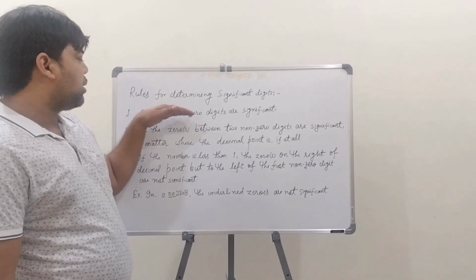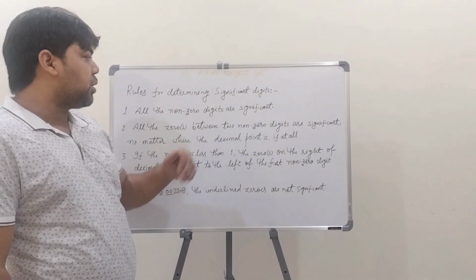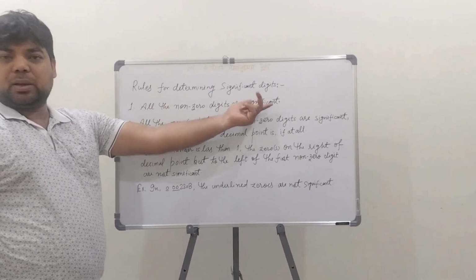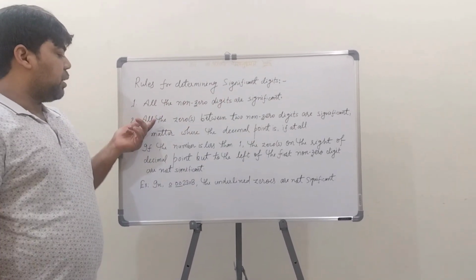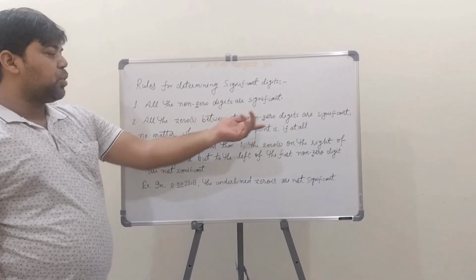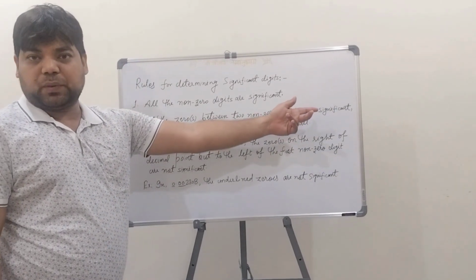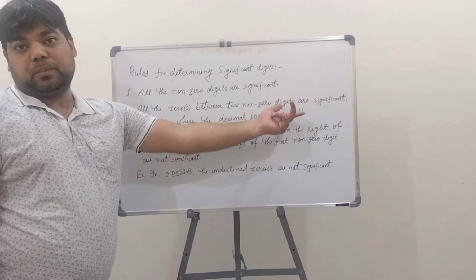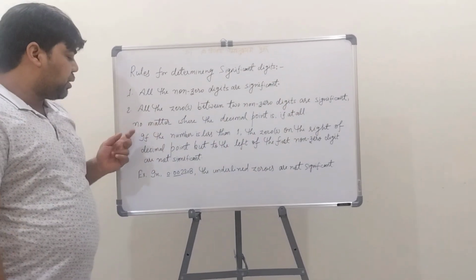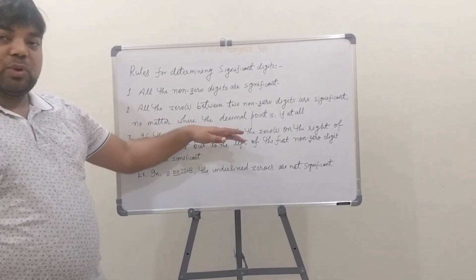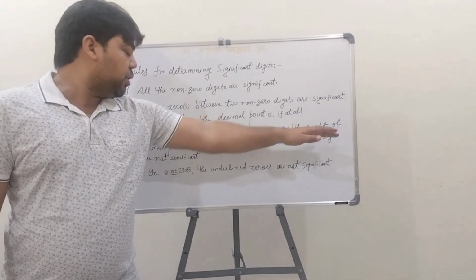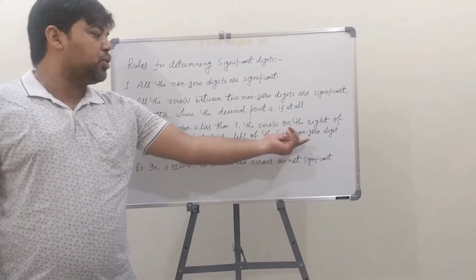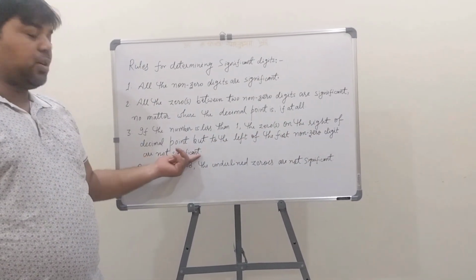Rules for determining significant digits. Let us discuss them. Number 1: all the non-zero digits are significant. Number 2: all the zeros between two non-zero digits are significant, no matter where the decimal point is, if at all. Number 3: if the number is less than 1, the zeros on the right of the decimal point but to the left of the first non-zero digit are not significant.